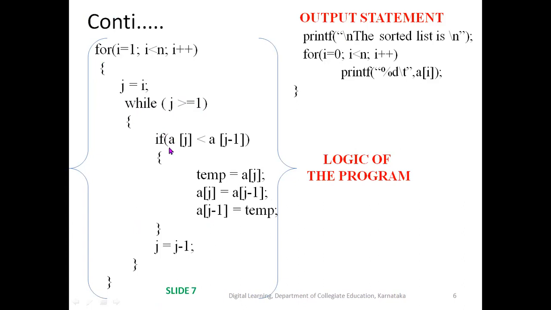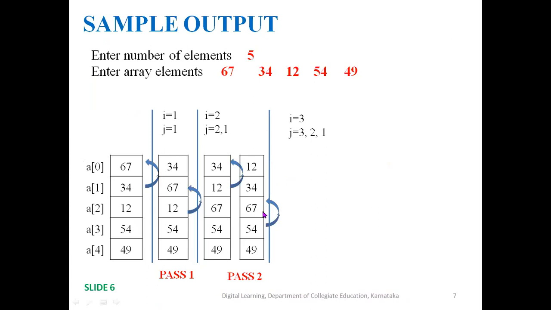So it comes inside. And again, a of 3 is less than a of 3 minus 1. That is a of 3 and a of 2 is being compared. So if it is less than a of 2, then the values have to swap. So let's see what is a of 3 and a of 2. It is 54 less than 67. It is true. So these two elements have to swap. Now after swapping, the list is going to appear like this.